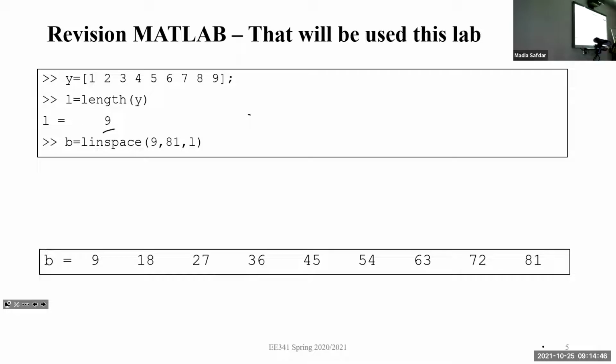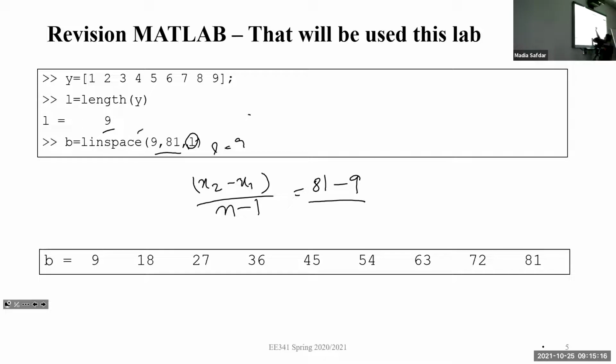Now linspace, what will it do? It will equally space all the numbers over the length. So what does this command do? It is x2 minus x1. MATLAB will do this divided by n minus 1. So x2 is equal to 81 minus 9. Internally, MATLAB will do this, divided by n, which is the length. n is equal to 9 here. Here we just calculate 9 minus 1.